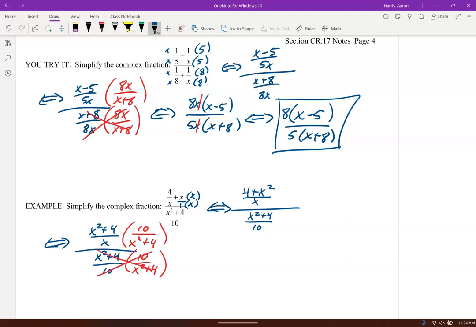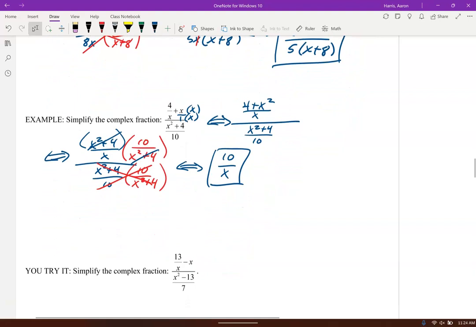It's gone. Or we have a 1 in the denominator, so now we got, and then notice, see that x squared plus 4 and that x squared plus 4 is going to cancel. So we're just going to be left with 10 over x on this complex fraction.